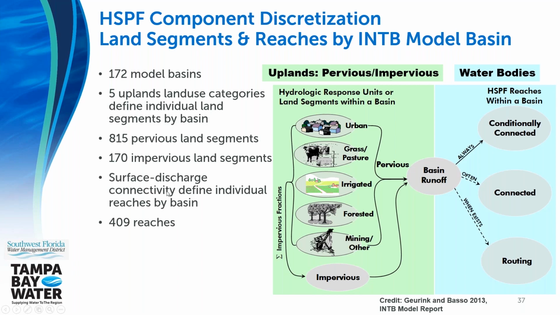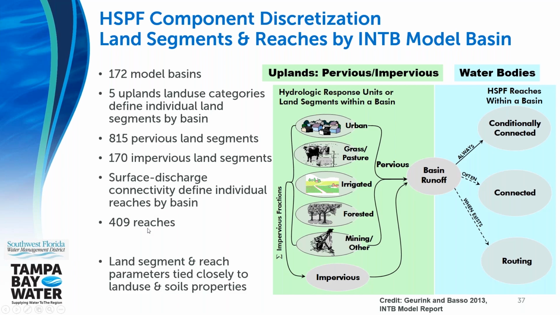Surface discharge connectivity defines individual reaches by basin, and there are a total of 409 reaches in the model. Again, the land segment and reach parameters are tied closely to land use and soils properties, which provide the opportunity for robust calibration and reproduction of flows and levels.